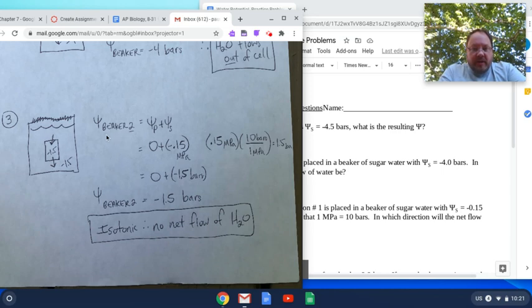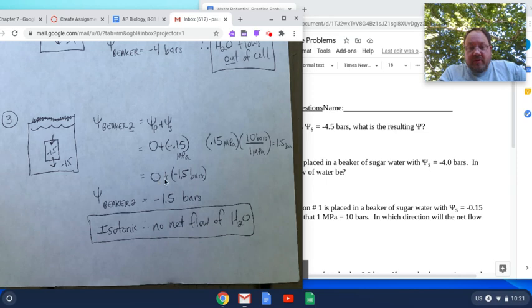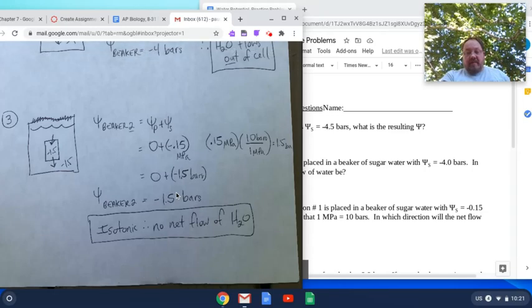If we go to calculate the water potential in that second beaker, again, it's an open container, so the pressure potential remains at 0 bars. Then what we'll just do is convert the 0.15 megapascals to bars, so it's a 10 to 1 ratio there. So it ends up being 1.5 bars. If the pressure potential is 0 and the solute potential is negative 1.5 bars, then the water potential in that second beaker is negative 1.5 bars.